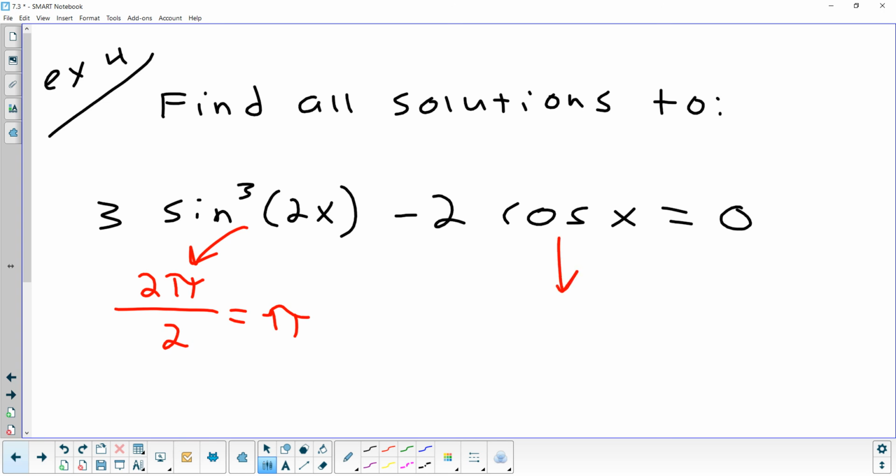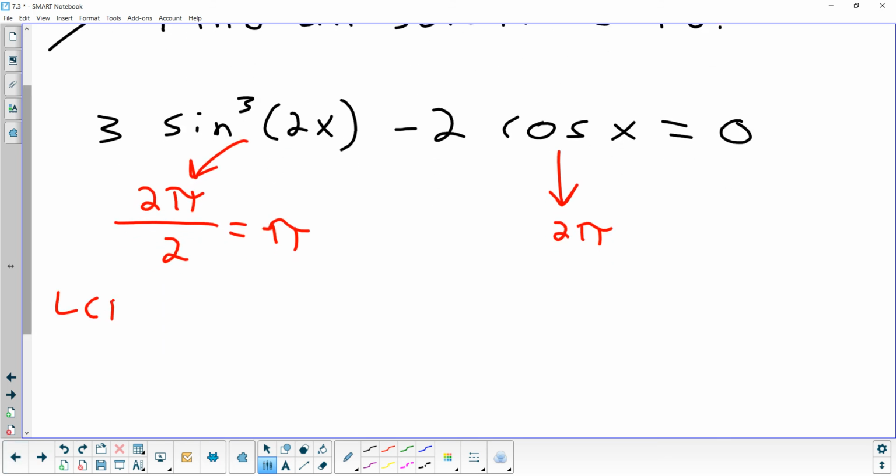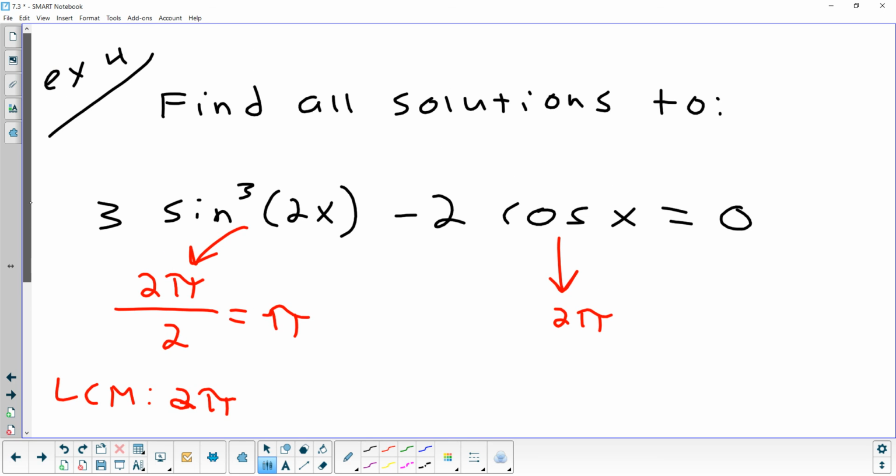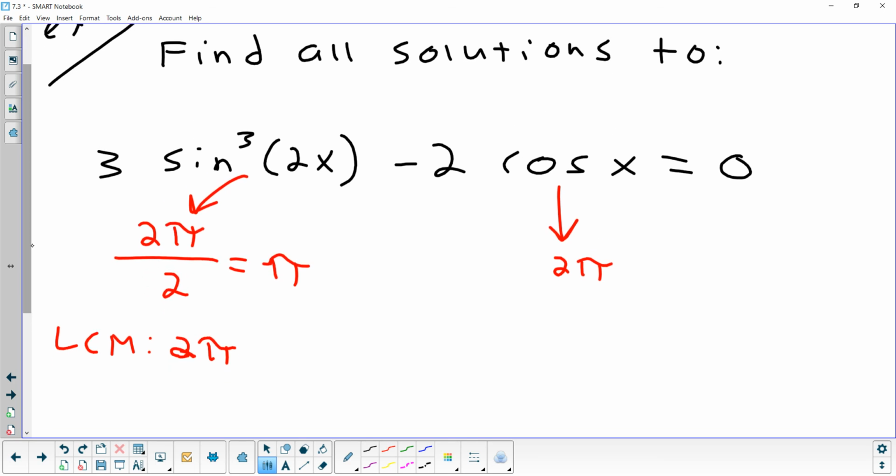How about cosine x? That's technically cosine to the first power, so you could think of it as cosine to an odd power. John? It'll be 2 pi over b as well. 2 pi over b again. And then b is 1. So what's my least common multiple between 1 pi and 2 pi? Yep, it's 2 pi. All right, now we just have to graph it.